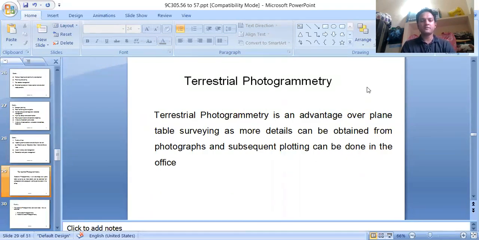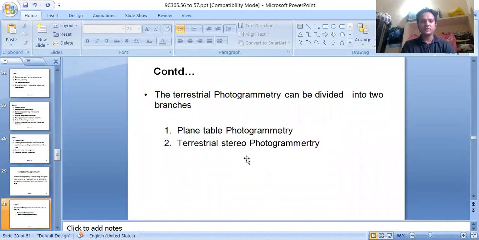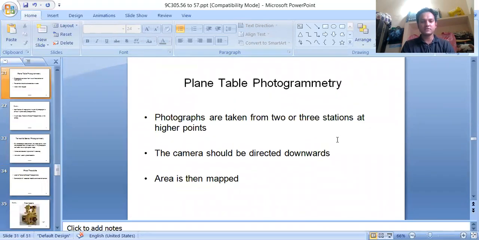Here we have different types of photogrammetry. Terrestrial photogrammetry. This is the first one. Terrestrial photogrammetry has an advantage over plane table surveying, as more details can be obtained from photographs and subsequent plotting can be done in the office. Terrestrial photogrammetry can be divided into two branches: plane table photogrammetry and terrestrial stereo photogrammetry. We'll see what this is.